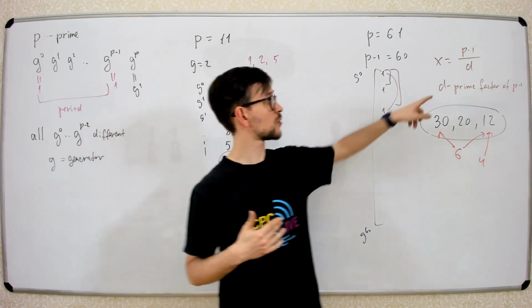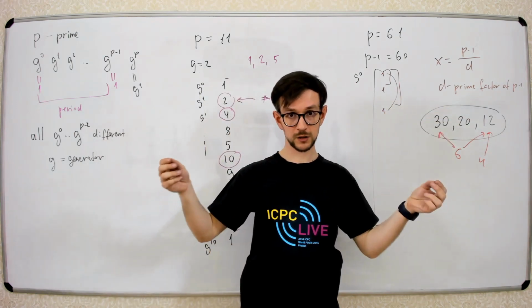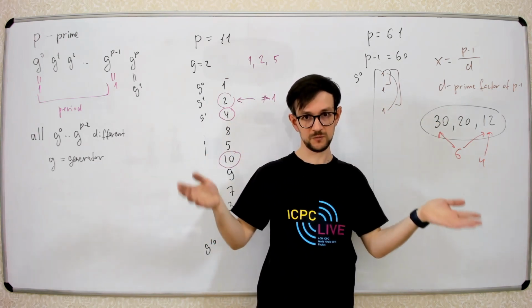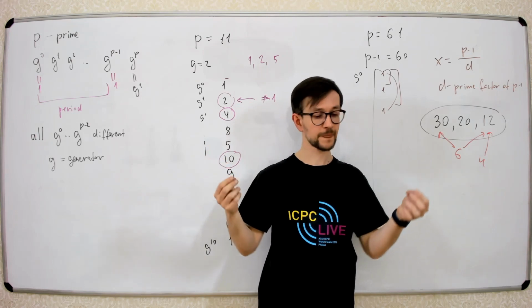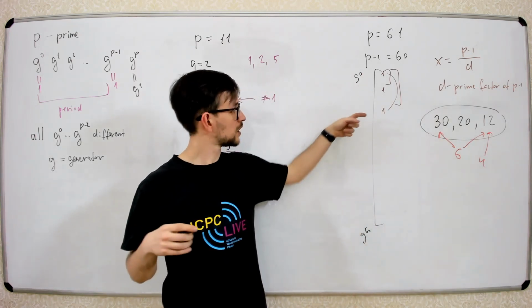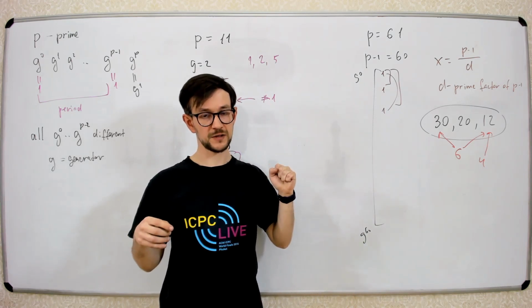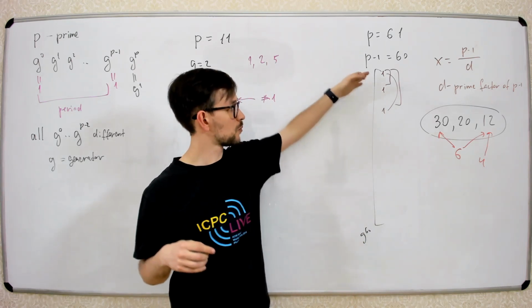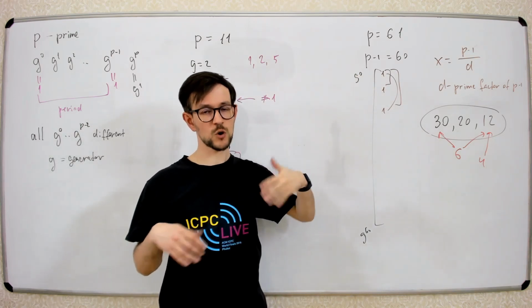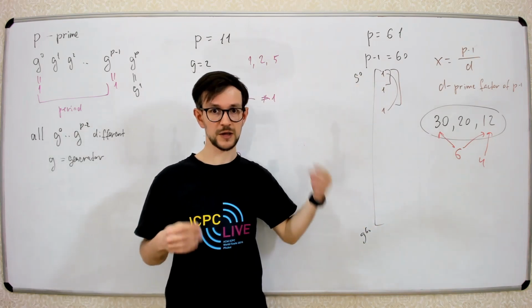And now, since the number of prime factors is no more than log n, you may not have more than logarithm of prime divisors. So you only need to check up to log n places in this sequence. And if these powers are not ones, then you have period only of length p minus 1. Then it is a good generator.